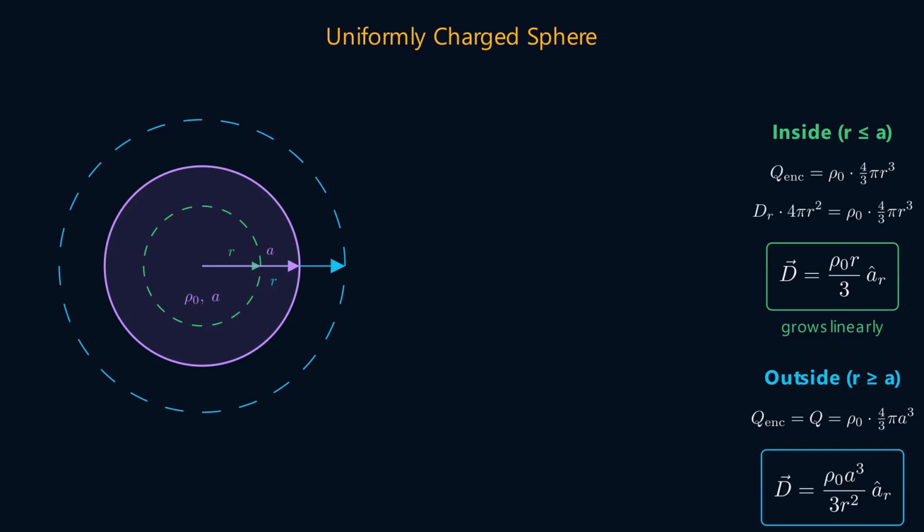For r greater than or equal to a, outside the sphere, the enclosed charge is the total charge Q equals rho 0 times 4/3 pi a cubed. So D equals rho 0 a cubed over 3 r squared in the a r direction. Outside, it looks like a point charge, as expected.